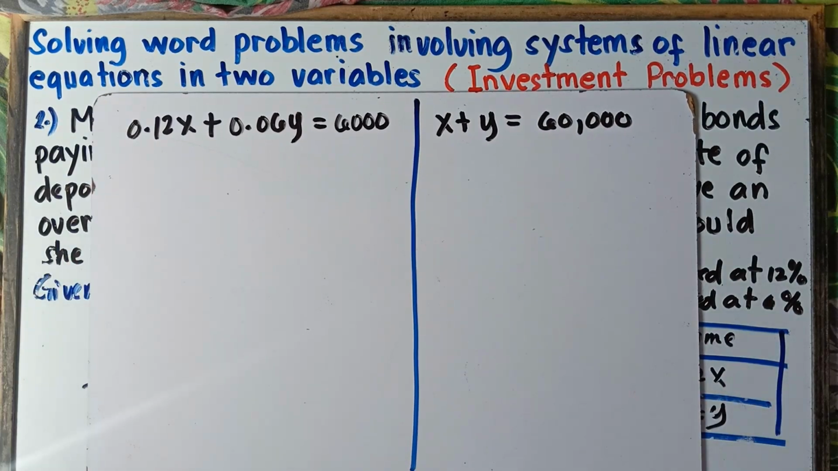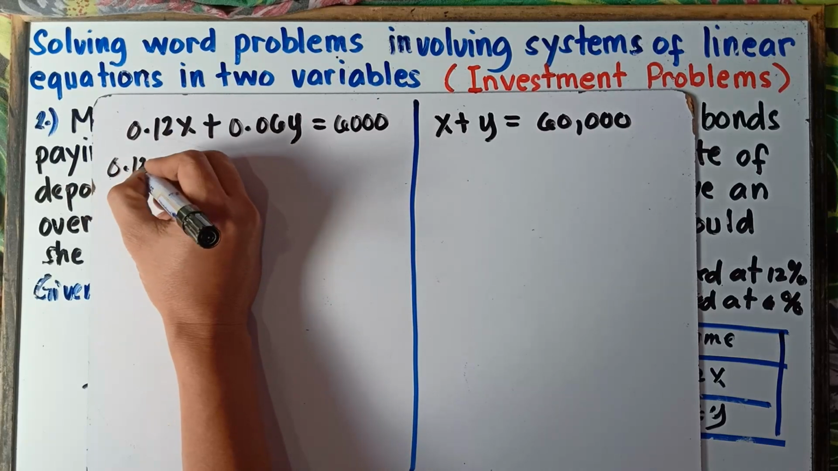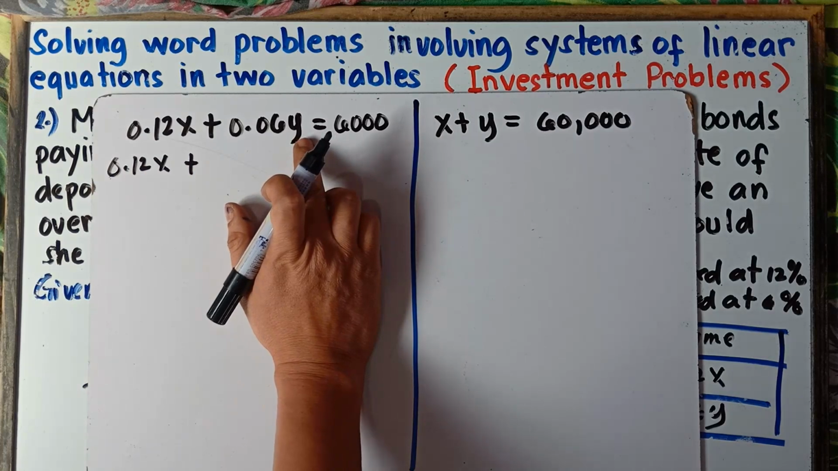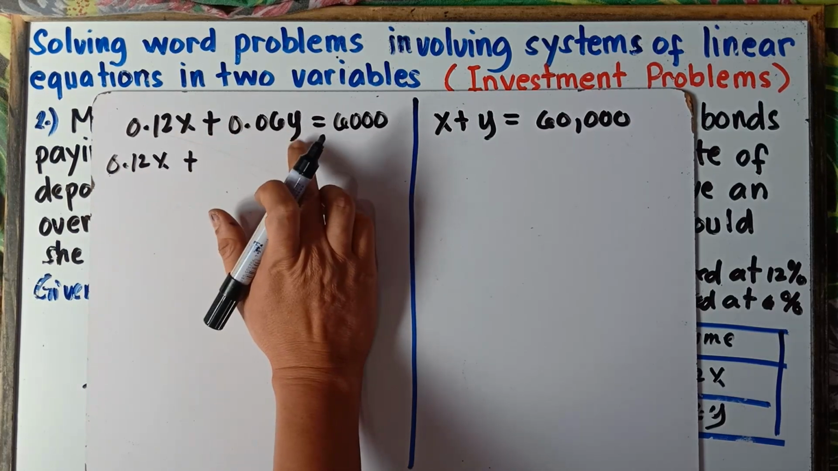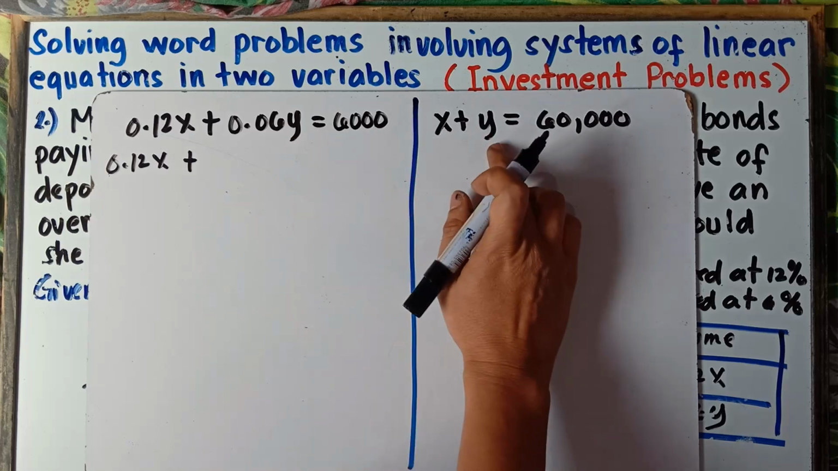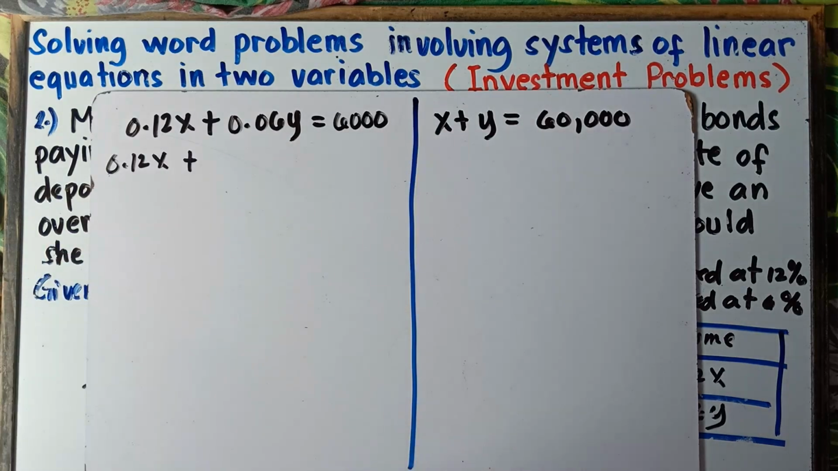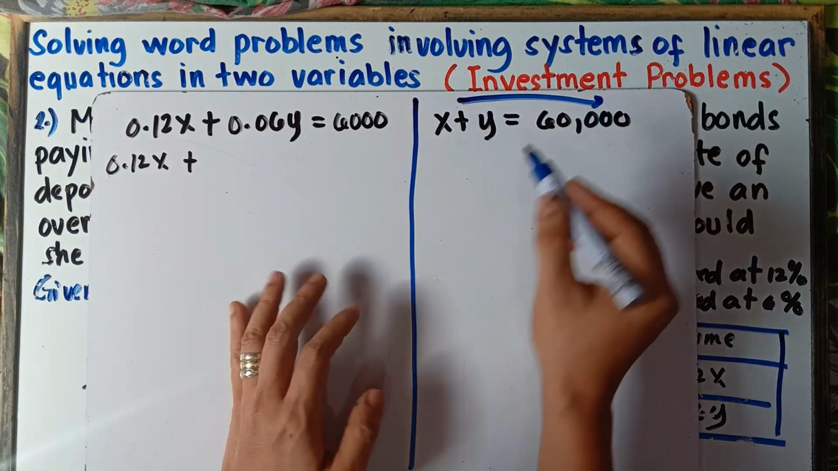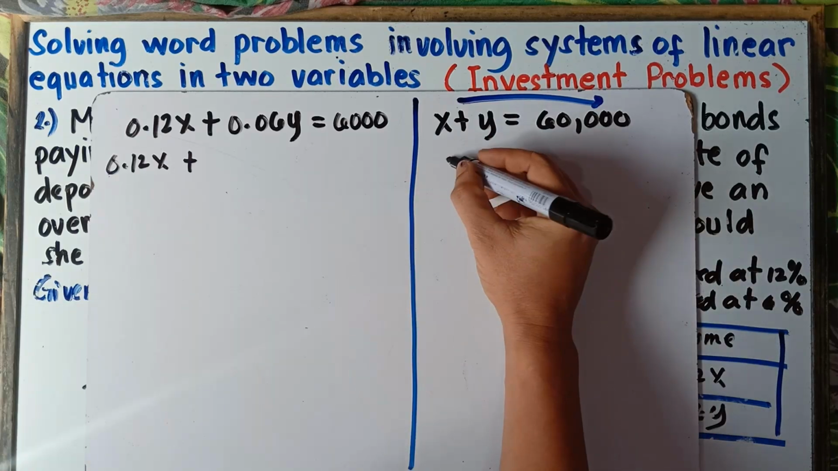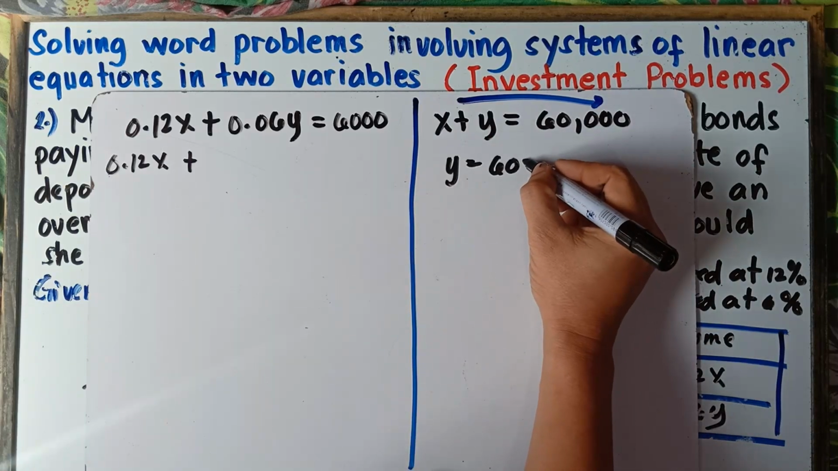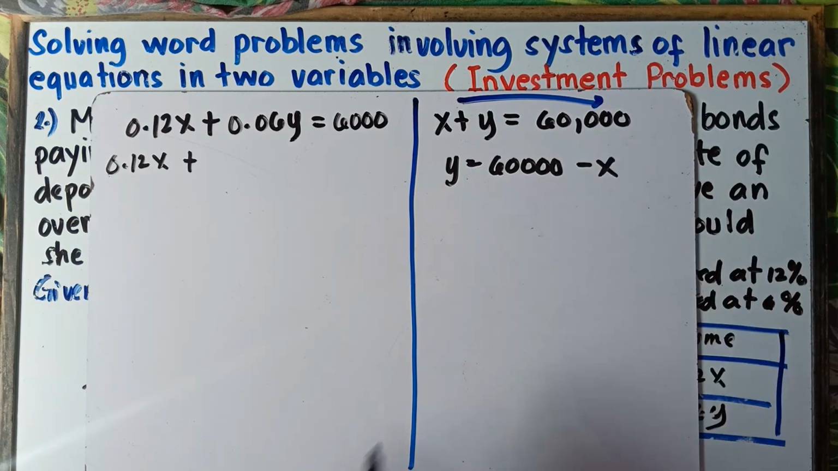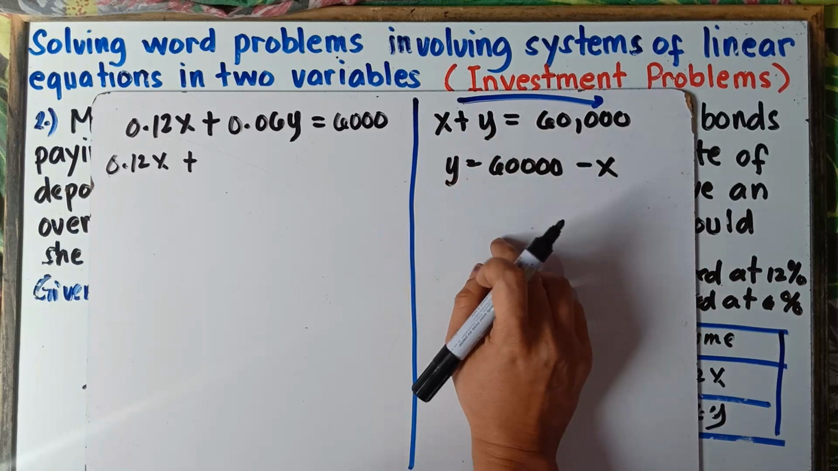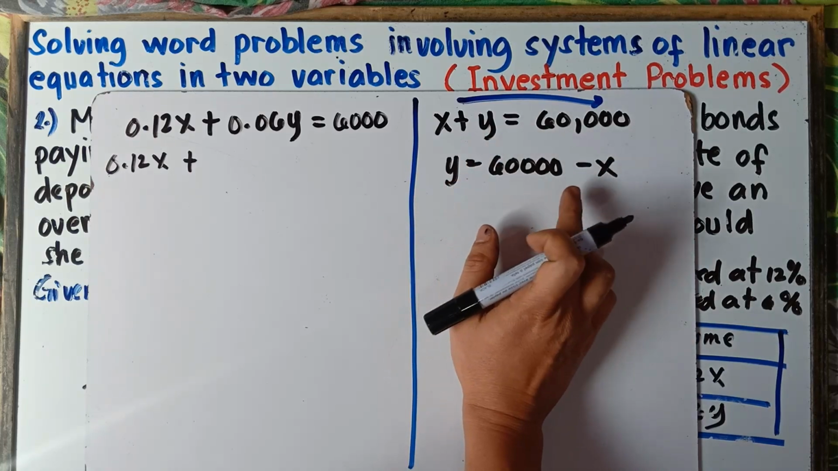Alright, simplify this one. So copy 0.12x plus, once again class, we need to get the value of y because we cannot solve x and y. So therefore, we need to get the value of y. Now, to get the value of y, simply transpose x from left to right. Once you transfer, you change the sign. So, y is equal to 60,000 minus x. Once again, once you transfer from this equal sign, you change the sign. So, the value of y is equal to 60,000 minus x.